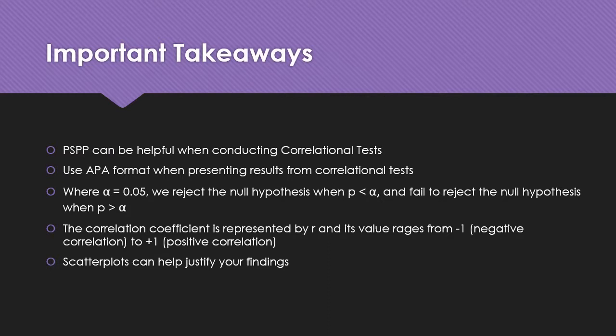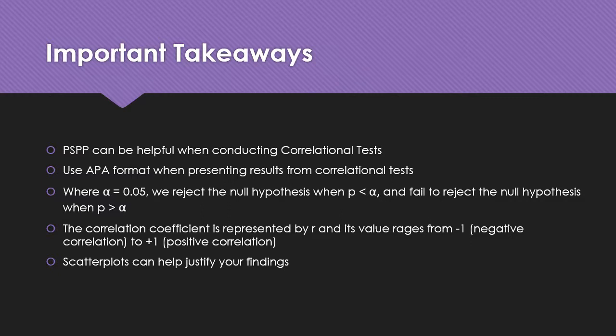So now that we've done our analysis, some key takeaways. The use of statistical software such as PSPP can be very helpful when conducting correlation tests. It's quick and the information is generated quickly, and also our APA format for presenting the results gives us a standard for showing the results and giving our conclusions.